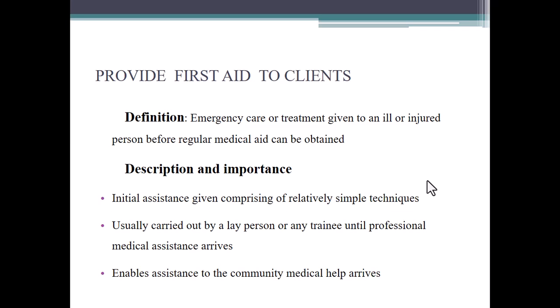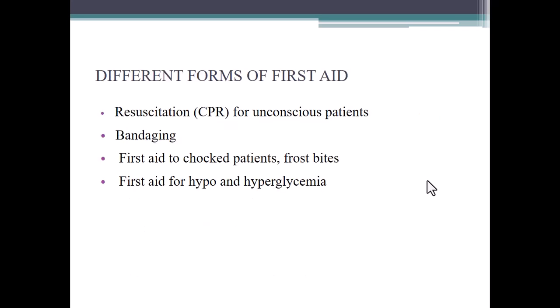It enables assistance to the community, like you help the person who has been exposed, before they get medical help. For example, maybe a road accident and there is bleeding, you arrest the bleeding as you wait for referral, like referring the patient.